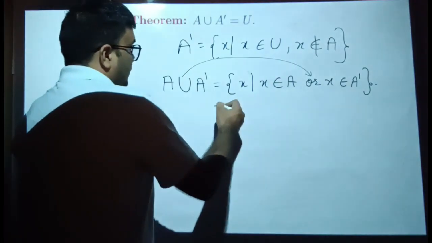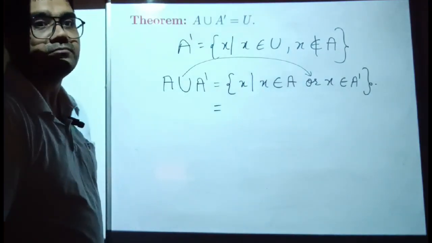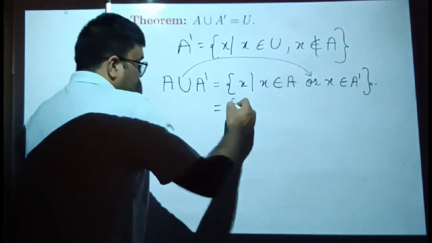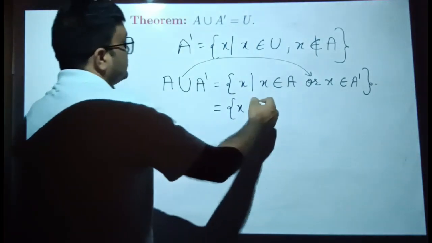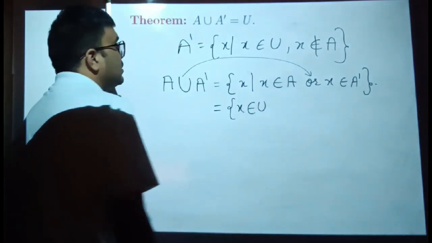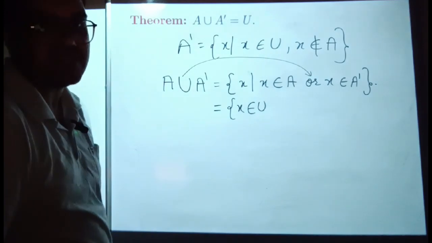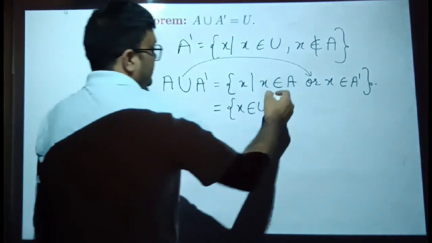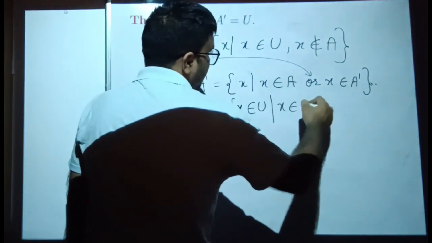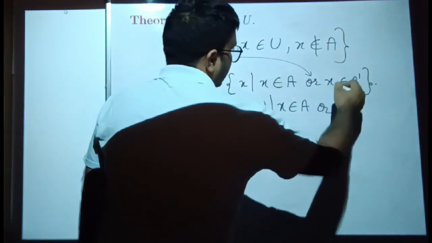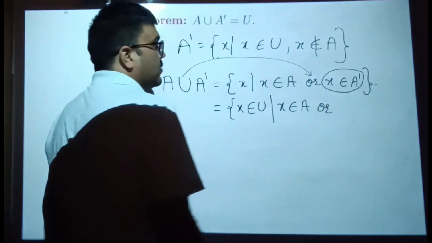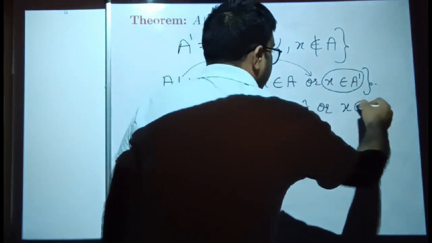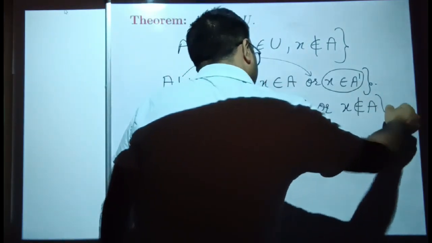So what does this mean? It means that X belongs to U. We are talking about all the elements from the universal set such that X belongs to A, or X belongs to A complement, which means X does not belong to A.